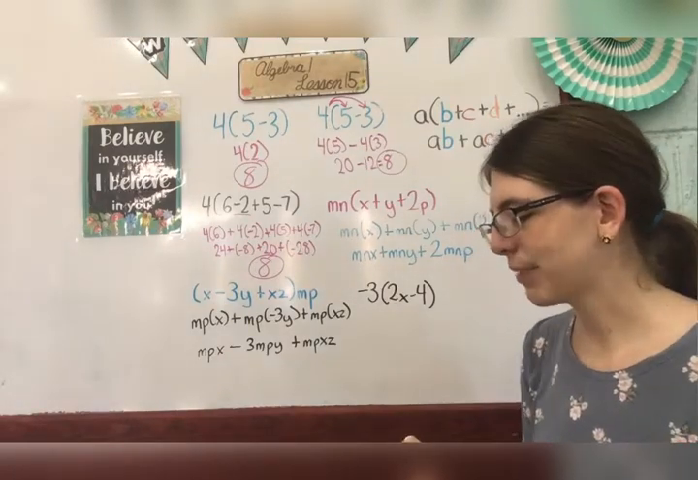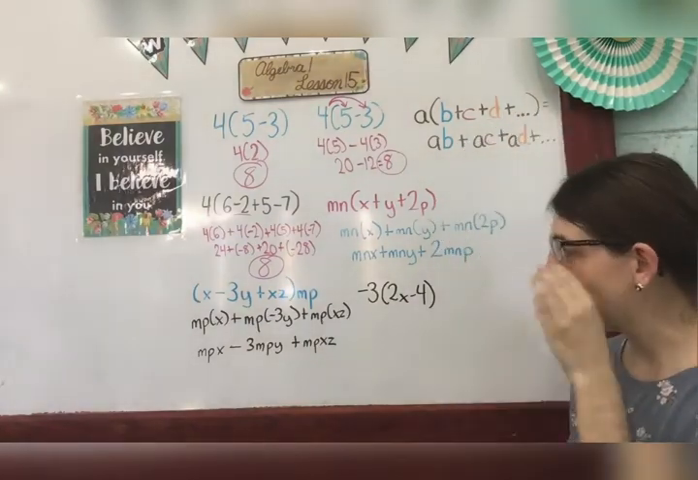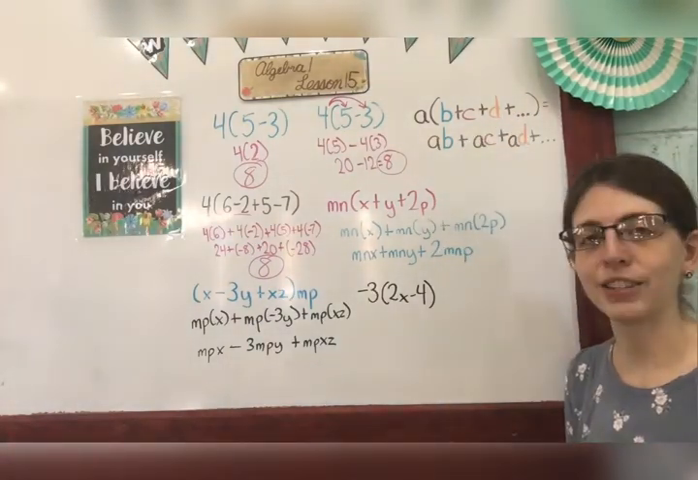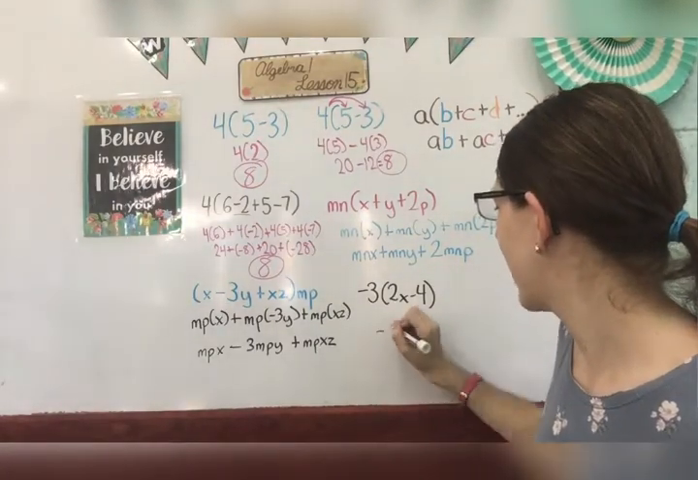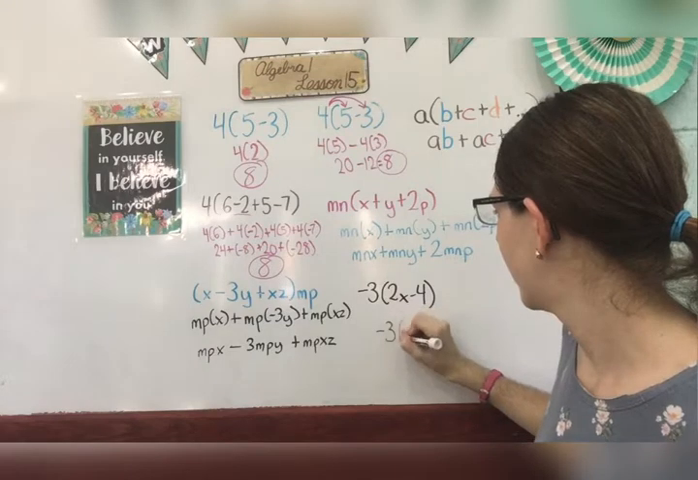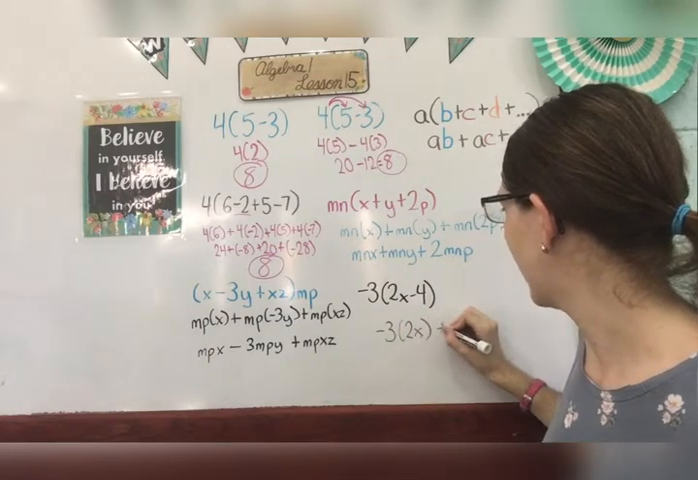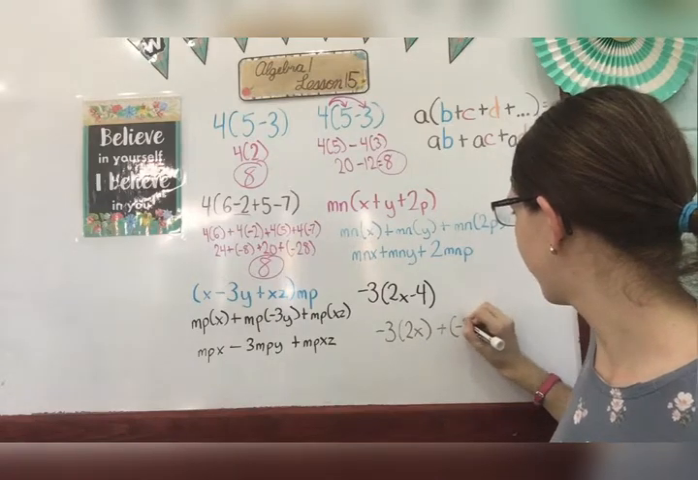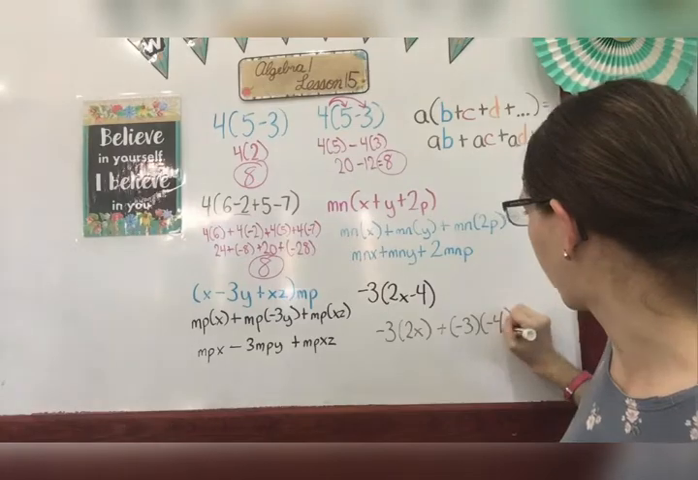All right, let's look at the last problem before your practice. Negative 3 times 2x minus 4. So I multiply negative 3 times 2x plus negative 3 times negative 4.